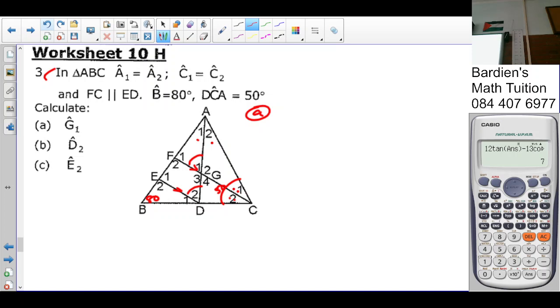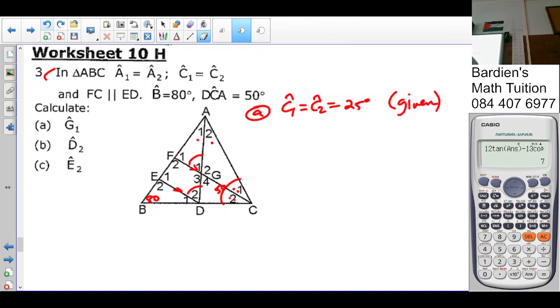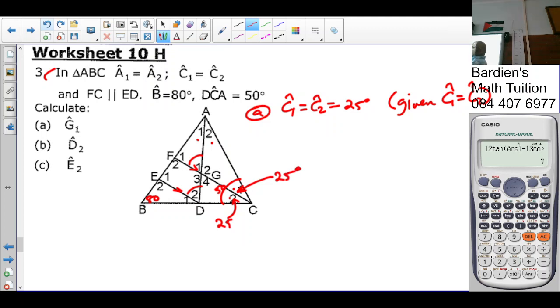So let's see what we can calculate. What we can calculate from the beginning, we can say that C1 is equal to C2, which is equal to 25. Why? Because that was given to us. That C1 is equal to C2. You all agree with that? That is 25. I can't see it immediately here. So there might be that I'm calculating an angle unnecessarily. But as I say, I can't see it immediately. Okay, there I can see.